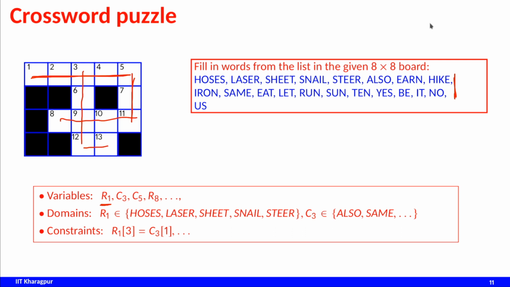Now when I said this one, then r1 can take the values only from this set. So it can take only values which have 5 characters within it. Similarly, c3 can take all those values which have 4 characters. So c3 cannot take horses, c3 cannot take laser. Similarly, 4-letter words also cannot come in r1.